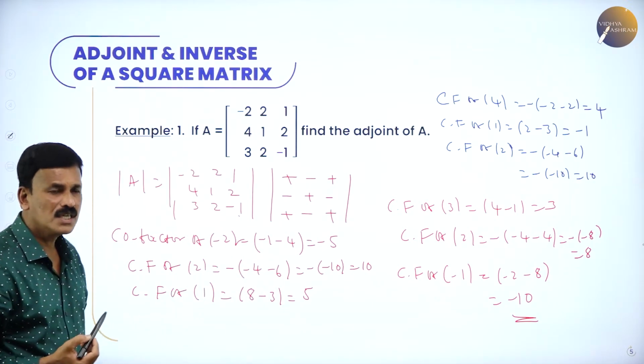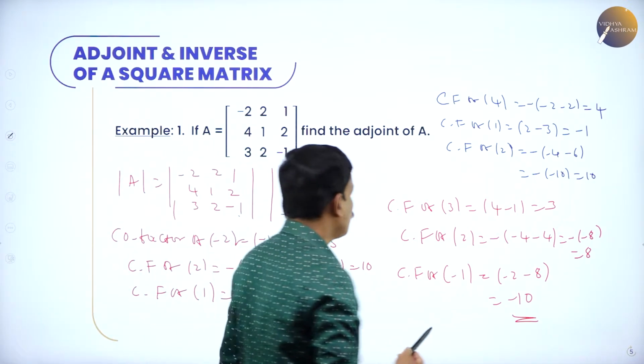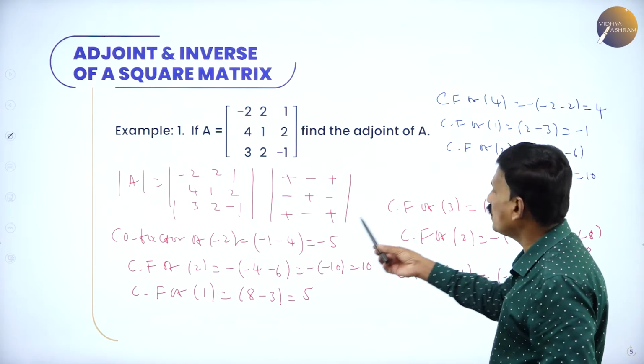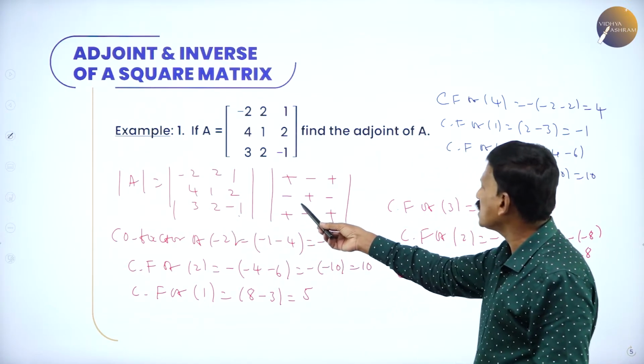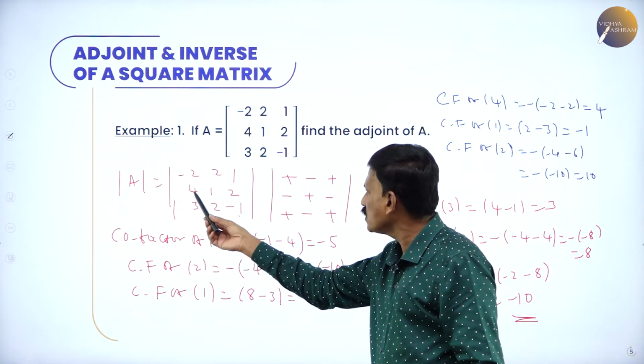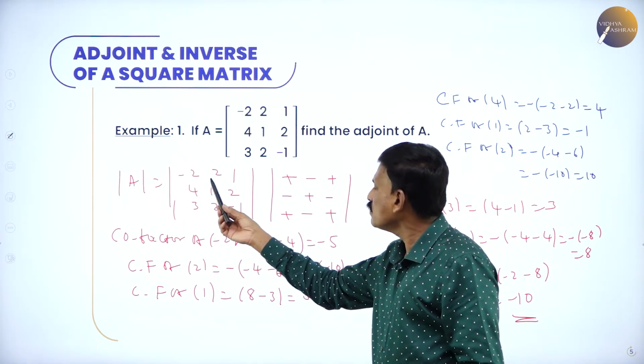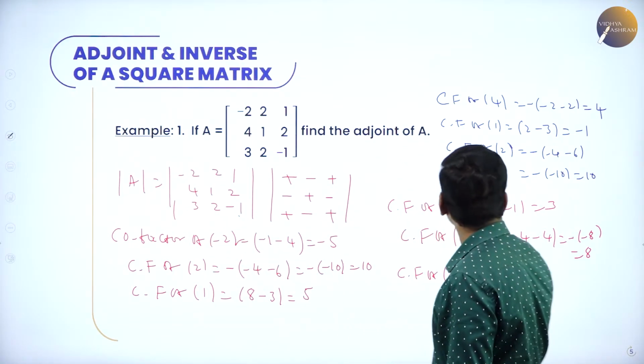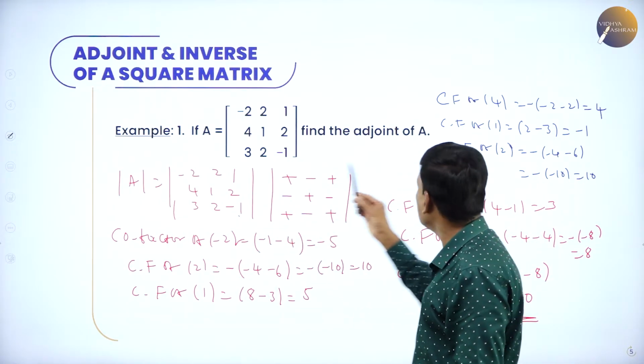First row is finished. Next, coming to the second row, cofactors for the second row. Cofactor of 4 is negative sign, minus. So delete this row and column. This is gone, this is gone. What is remaining? 2 into minus 1 is minus 2, minus 2 1s are 2.